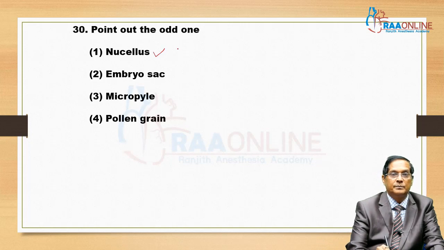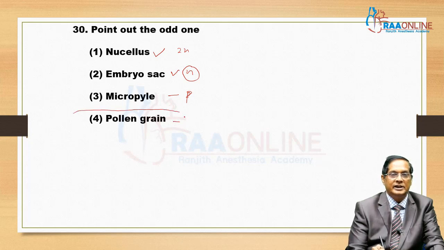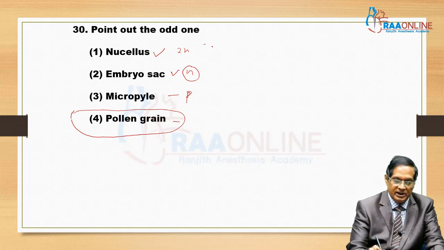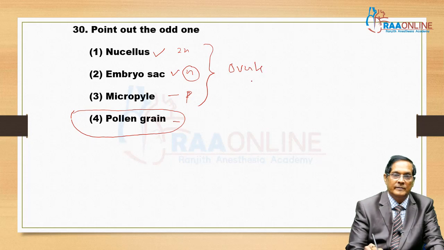Nucellus, the ovular part, is diploid. Embryo sac is haploid, the female gametophyte. Micropyle is part of the nucellus. Pollen grains are from the stamen. These three structures are concerned with the ovule, whereas this one is concerned with the stamen.